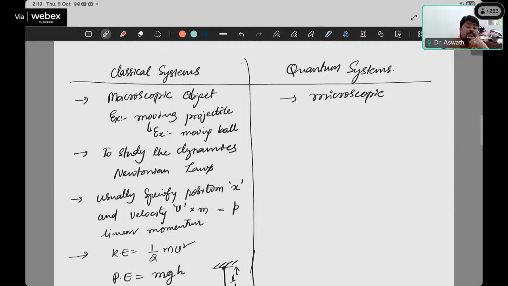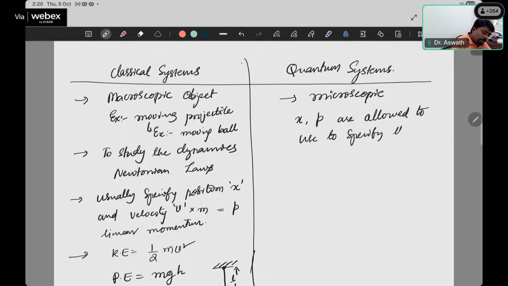When it comes to a microscopic system, yes, of course, I can specify position. Of course, I can specify momentum. Remember, these are allowed to specify the dynamics. Okay, and not only that, there is more. So quantum particles are microscopic particles, for example electrons. Okay, they may have something more along with position and momentum.